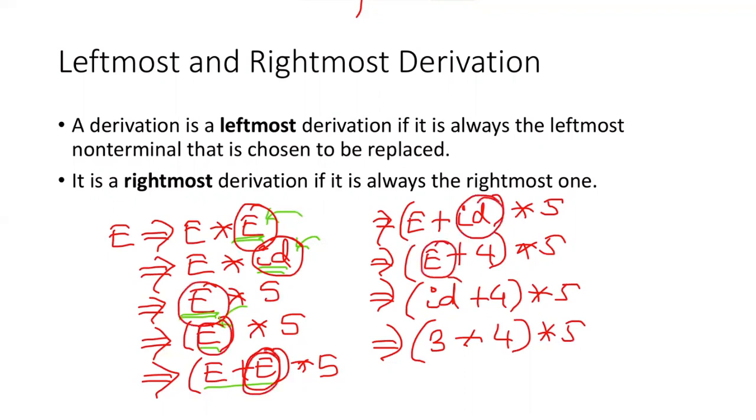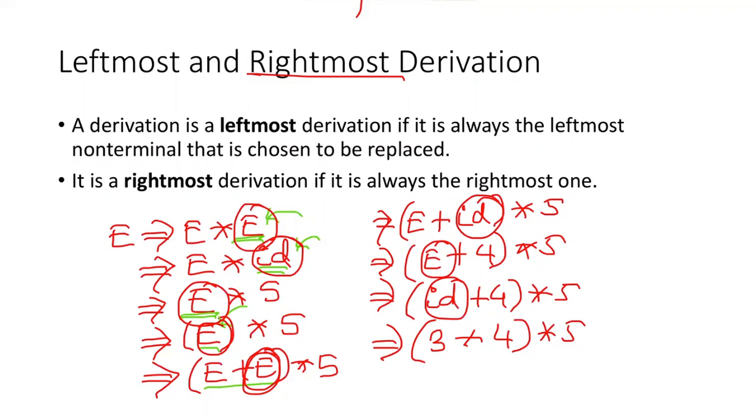Okay, as you can see here. A derivation where you are always replacing the rightmost non-terminal is known as your rightmost derivation. And the other is your leftmost derivation. In that case, you are always replacing the leftmost non-terminal.